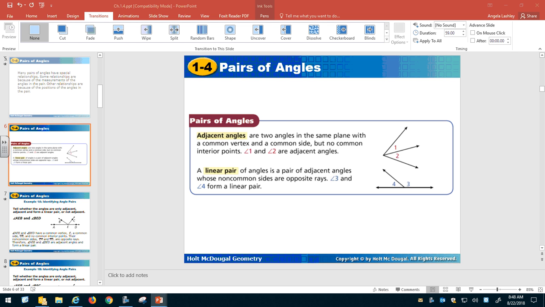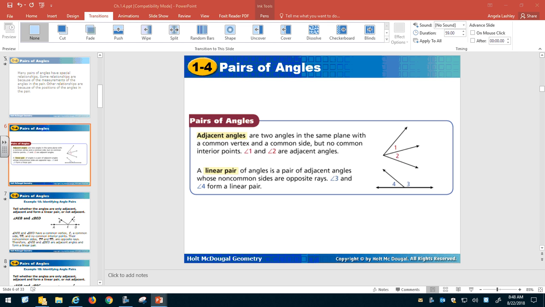If I look at angle 1, and I look at angle 3, would angle 1 and angle 3 be adjacent? No, because they have common interior points. They do have a common vertex, would you agree? And they also share a common side here. But if I pick a point inside angle 1, it is also inside angle 3. So when you think of adjacent, they cannot overlap. And when I look at these two angles, I see overlapping angles. So they have to be touching, they have to have a common vertex, they have to have a common side.